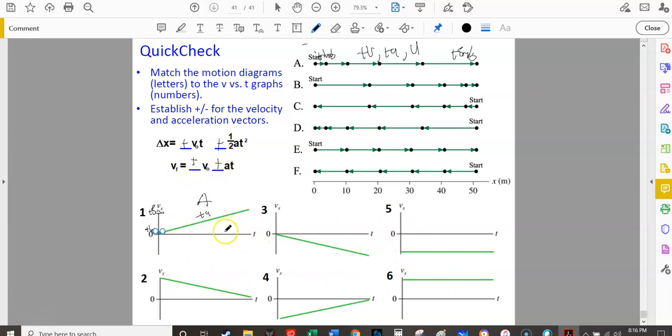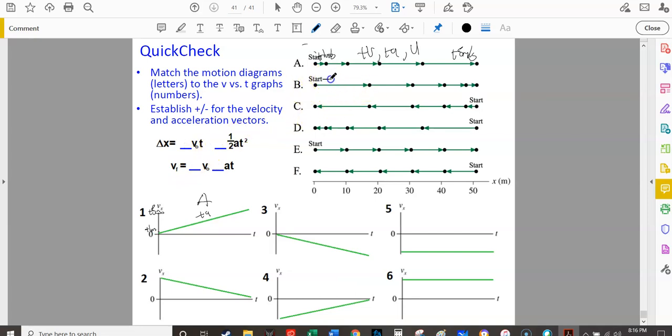Okay? But if you have a positive velocity vector here, it has to be a positive velocity vector in the position versus time graph too. Okay? All right. Well, let's try this again for part B.